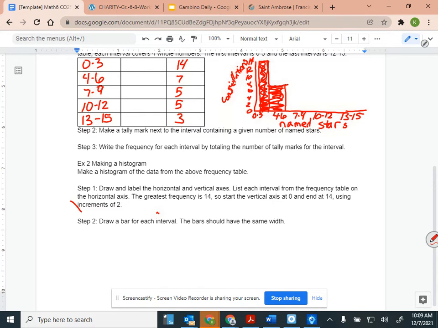7 to 9, I go to 5. 10 to 12, I went to 5. And 13 to 15, I went to 3. Yes? The 9 by the 7 on the bottom kind of looks like a 4. That's the number 9. Yep, that's what happens when we use the smartboard markers. Sometimes they skip real quickly.